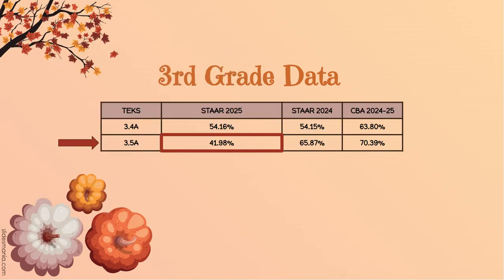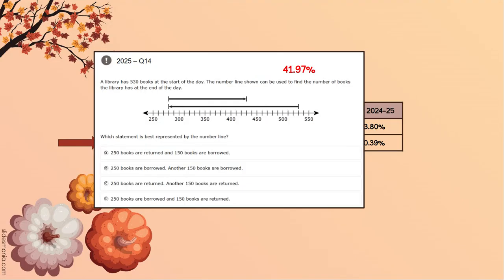All right, 3-5A, only 42% of our kids got it correct. You can see that we're taking a word problem and representing it on a number line. So our kids need a little bit of work with number lines.